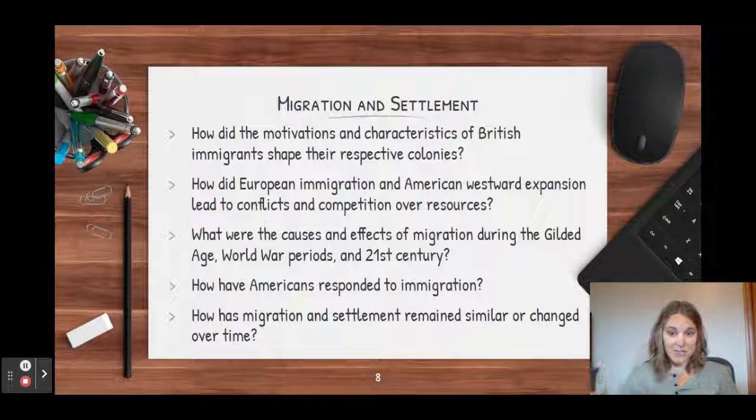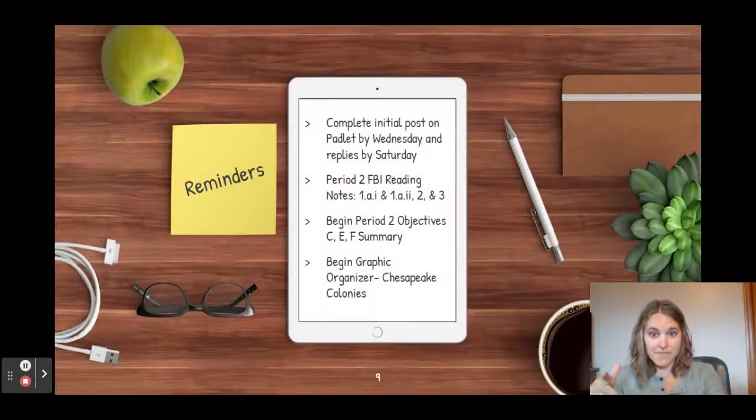What were the causes and effects of migration during the Gilded Age, World War periods, and 21st century? So you're going to come across a couple waves of immigration as we move into the 1900s especially. And what were the causes and effects of that? How did Americans, or how have Americans responded to immigration? And how has immigration and settlement remained similar or changed over time? So these are really your key questions that you want to be understanding related to this theme throughout the course.